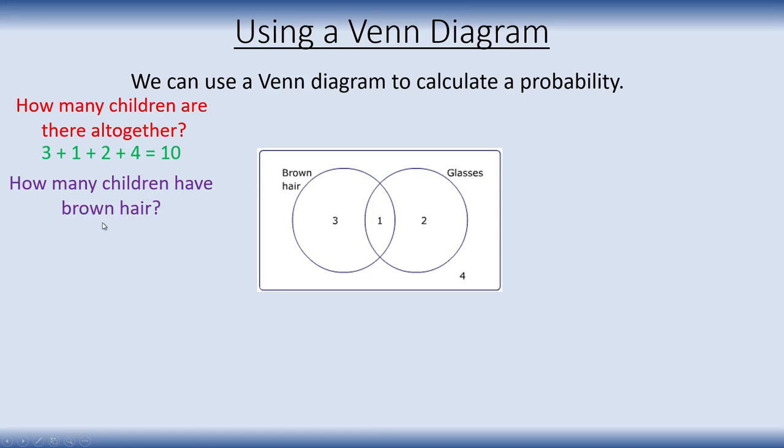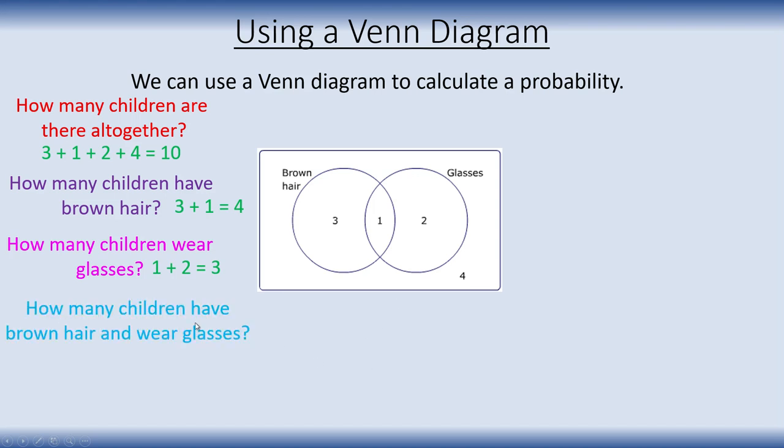Next question, how many children had brown hair? So 3 plus the 1 there. So 4 got brown hair. How many children wear glasses? 2 plus 1, so 3 children wearing glasses. How many children have brown hair and wear glasses? Brown hair and wear glasses. You only just got the 1 there.